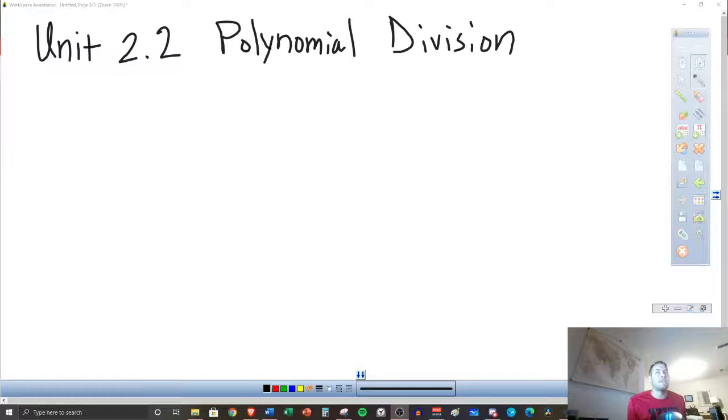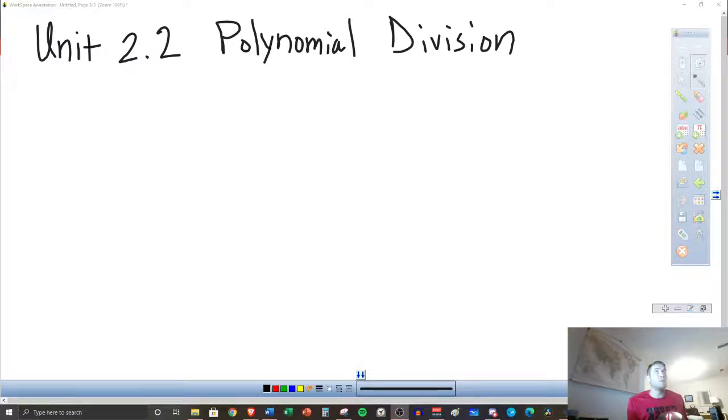The last part of this unit, Unit 2.1, was factoring. We've taken these polynomials and factored them and put them into different forms using different methods like factoring quadratics, GCF, difference of squares, factoring by grouping, all kinds of things. You guys did really well on the last test with that. So we're going to keep moving forward.